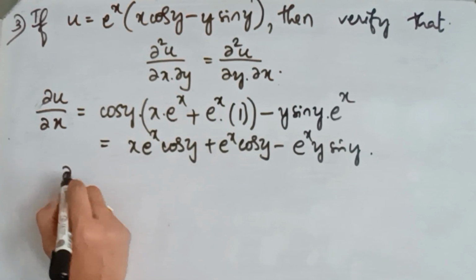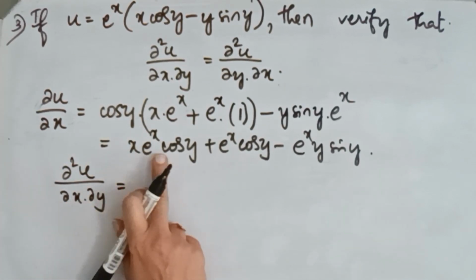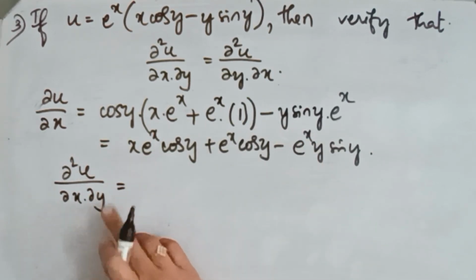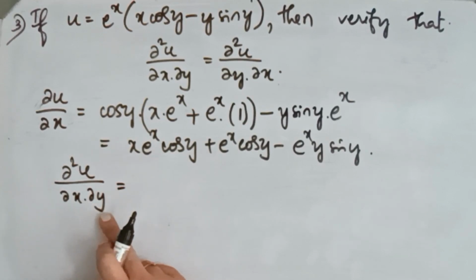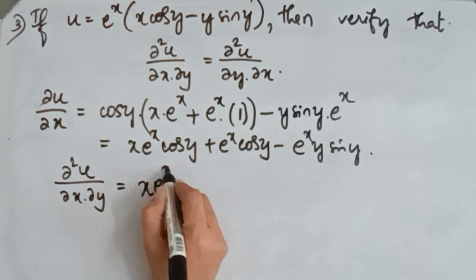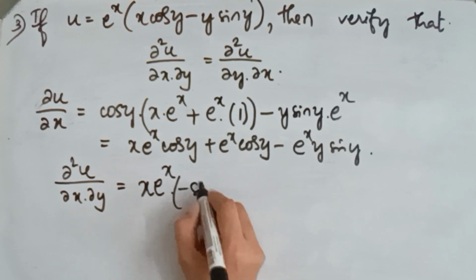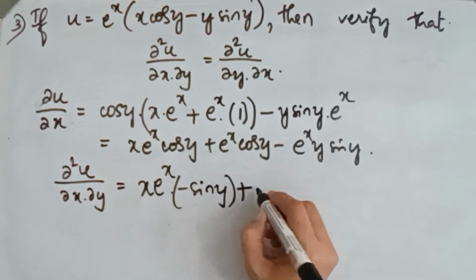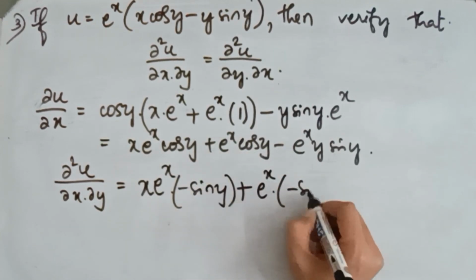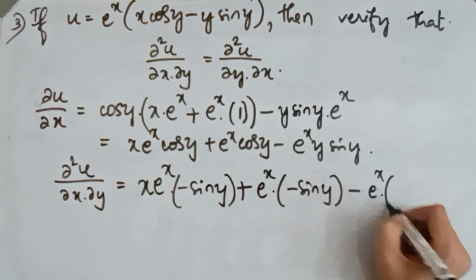Then I have to find ∂²u/∂x∂y. I have to differentiate this expression partially with respect to y now. When you are differentiating partially with respect to y, keep x constant. So see the first term, x is constant, e^x is also constant. What is the derivative of cos y? Minus sin y. Plus here e^x is constant, derivative of cos y is minus sin y again, minus here e^x is constant, y sin y.